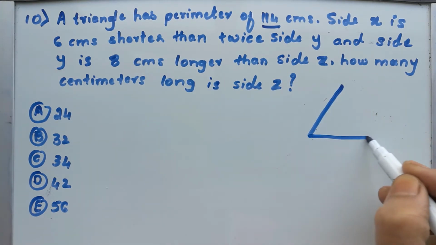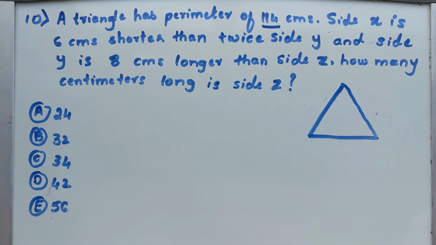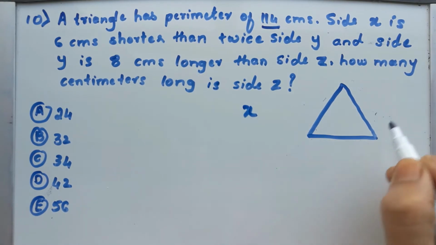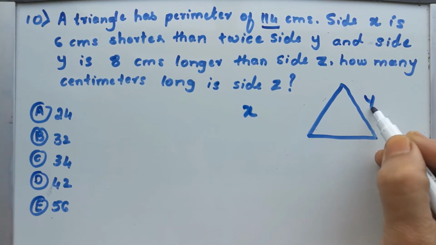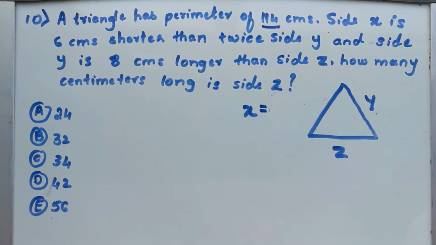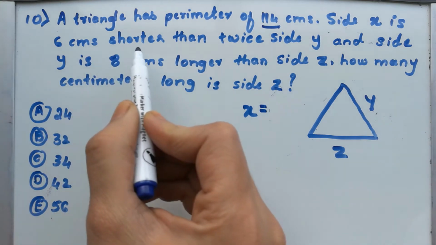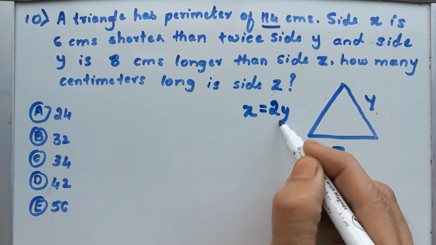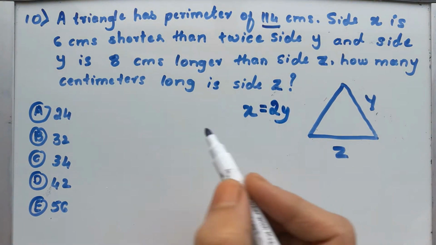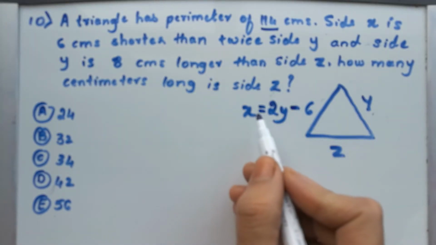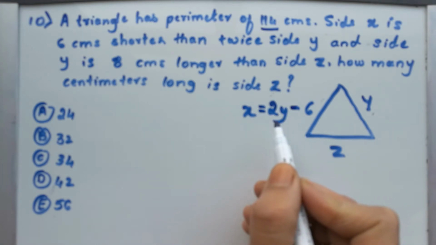Let's draw a triangle just for your reference. Let's take this as side X, this as side Y, side Z. What is given? Side X is 6 centimeters shorter than twice side Y. Twice side Y means 2 times Y. X is 6 centimeters shorter than twice side Y, 2 times side Y.